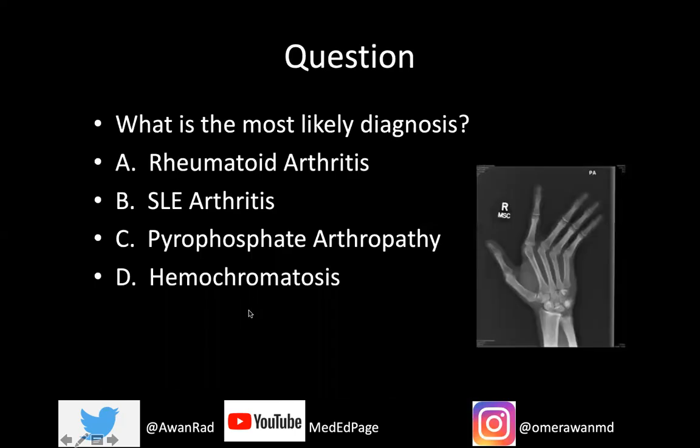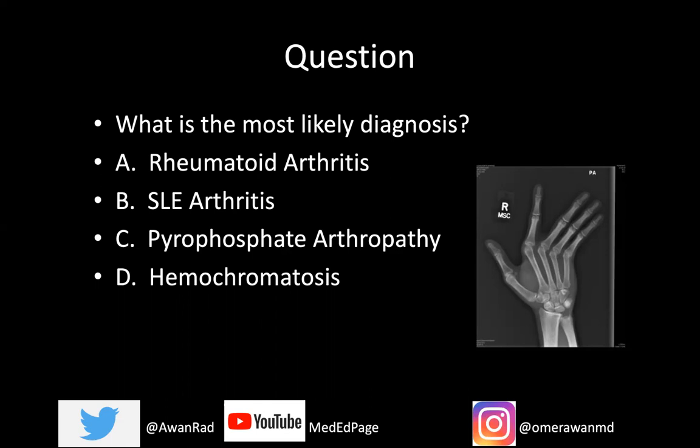So the most likely diagnosis here is not rheumatoid arthritis, it's actually lupus arthritis, right? Because there's a lack of erosions. And this ulnar deviation is typically reducible. That's another important finding here. In rheumatoid arthritis, the ulnar deviation is not reducible. So lupus arthritis is the answer here.